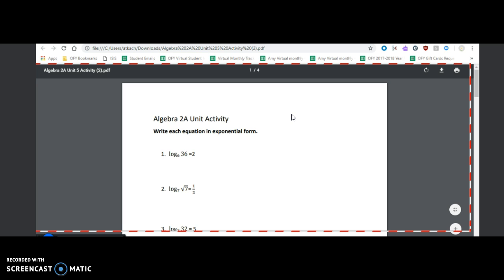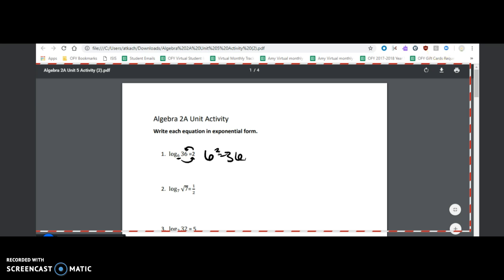Exponential form, in this case, for here, we would have 6. We'll always do this first, then this second, and this one third as we write it. So 6 squared equals 36.